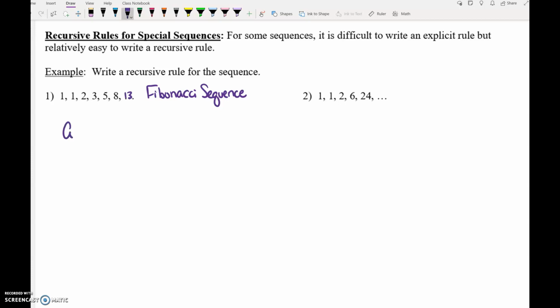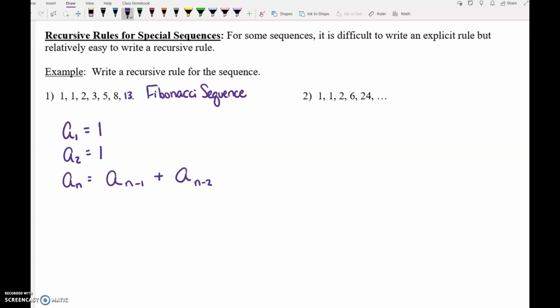Here's how this looks with recursive rules. Our first term is 1. Our second term is 1. You actually have to define both the first and second term because the nth term is the previous term plus, if a sub n minus 1 is the previous term, a sub n minus 2 means the term that comes before the previous term.